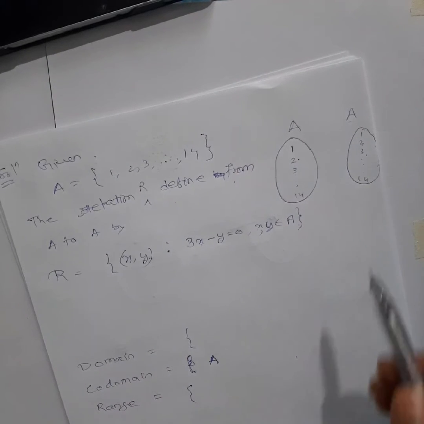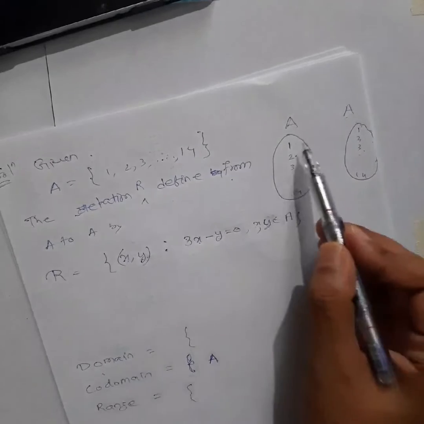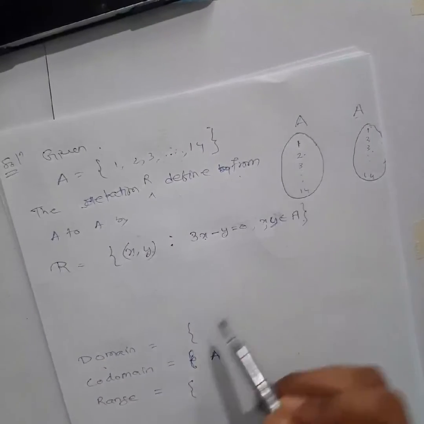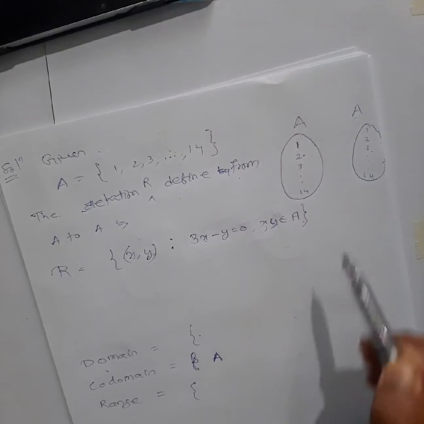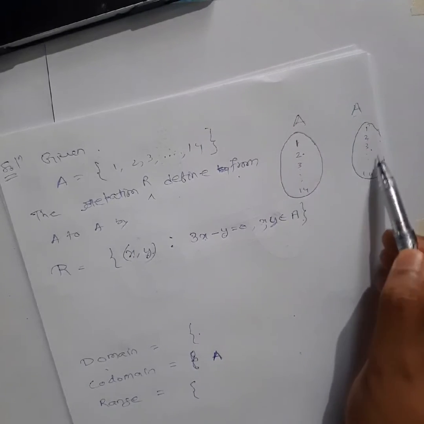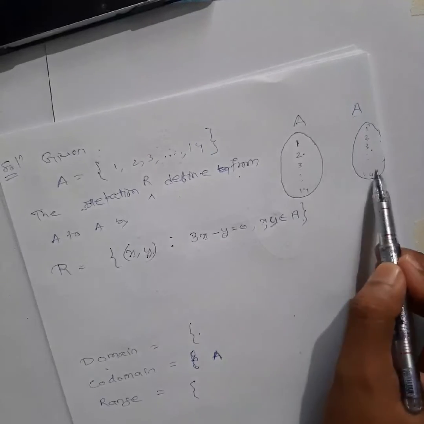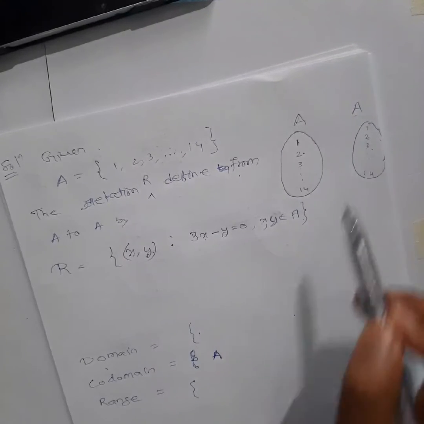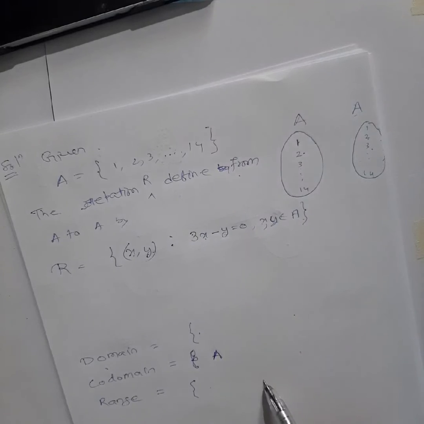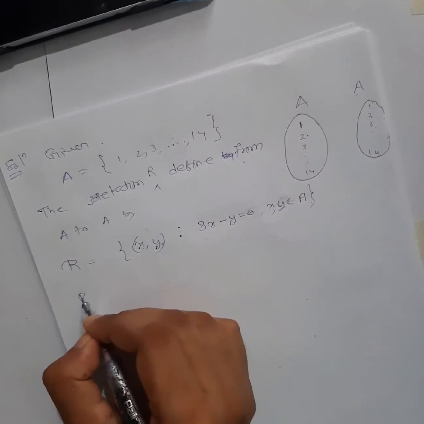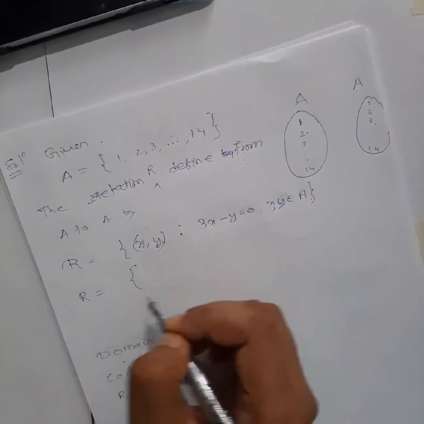Now range will be what? Whichever elements of the first set have an image, the collection of those elements will be your domain. And whichever are images, meaning from here you get an image related to some element, those I will write down here. Range will be the collection of second elements, meaning images only. So for that, let me write this in the roster form.